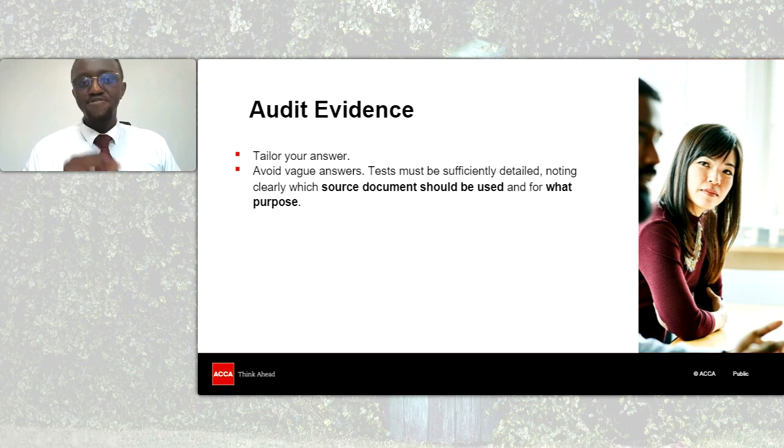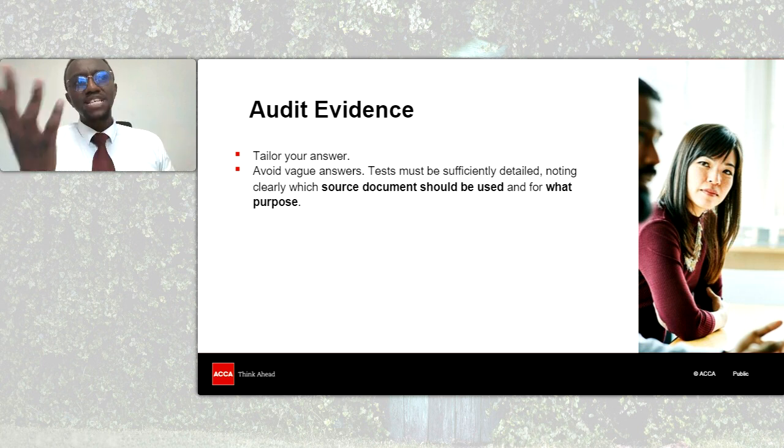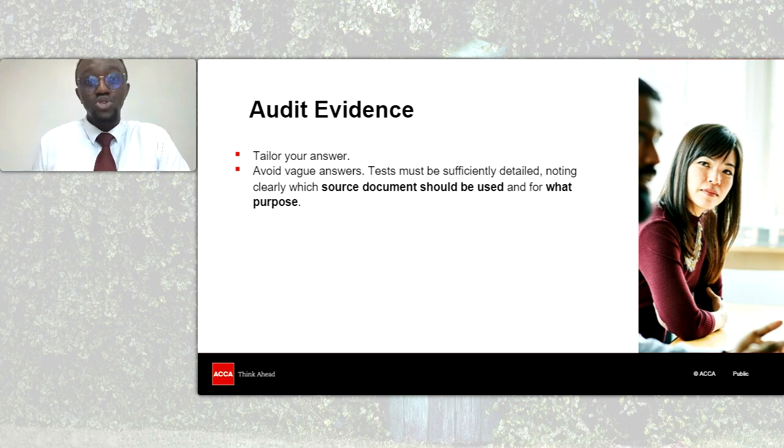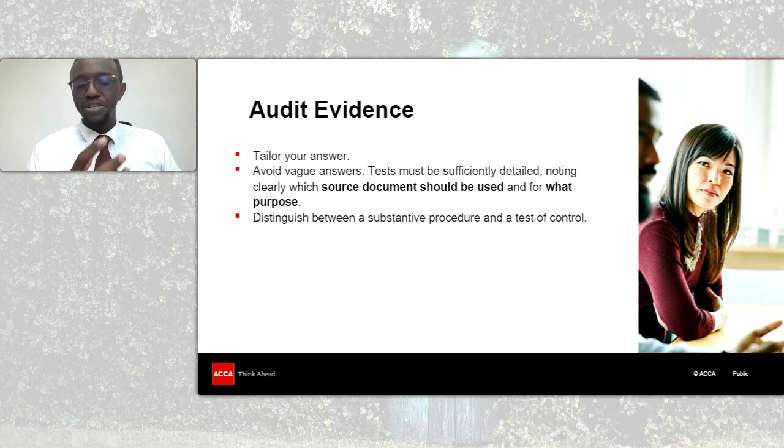Avoid vague answers. Tests must be sufficiently detailed, noting clearly which source document should be used. This is where FA comes in. Invoices, purchase and sales invoices, credit notes, right? You appreciate things like the non-current asset register. You appreciate documents like the board minutes. And why are you getting these things? Why are you obtaining or inspecting the board minutes? What do you want to see there? Right? Now, I'll give an appreciation of this.